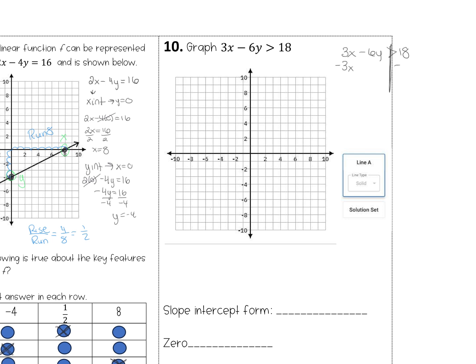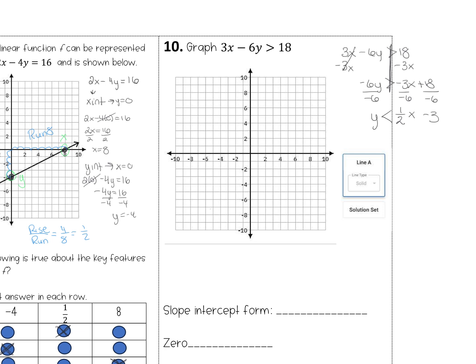Subtract the 3x over, because we want to get the y by itself. Negative 6y is greater than negative 3x plus 18. Divide by the negative 6 for everything. It's an inequality, so when you divide by a negative, you have to flip the inequality sign over. Negative divided by negative is positive. 3 over 6 in a calculator is 1/2 x. And then 18 divided by negative 6 is going to be a negative 3.